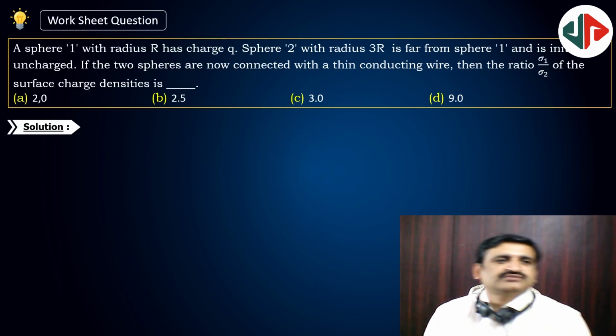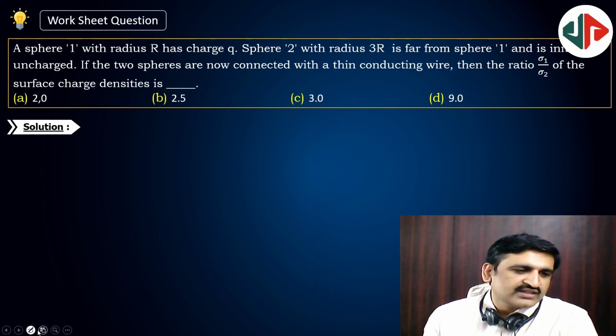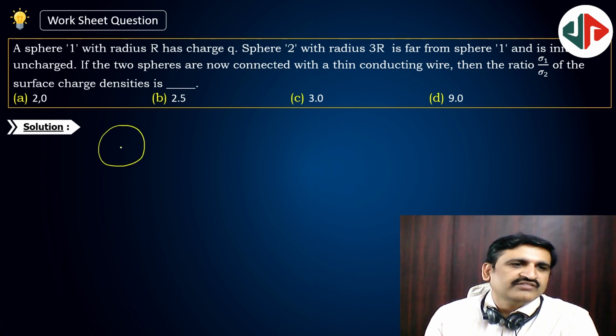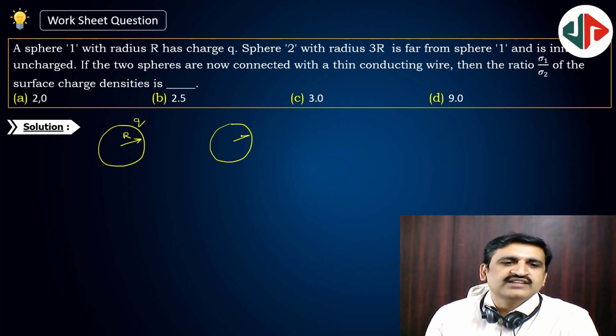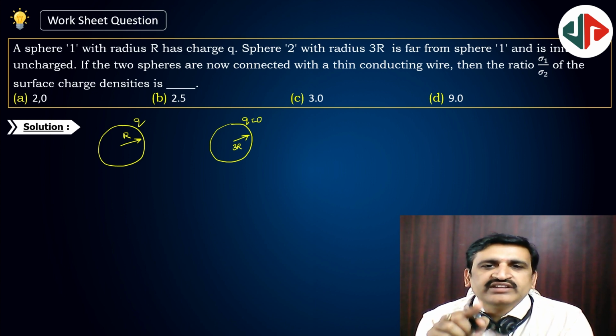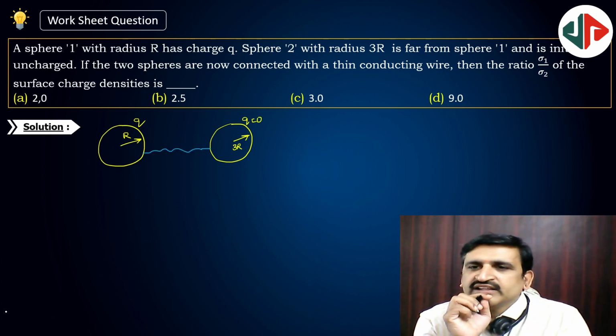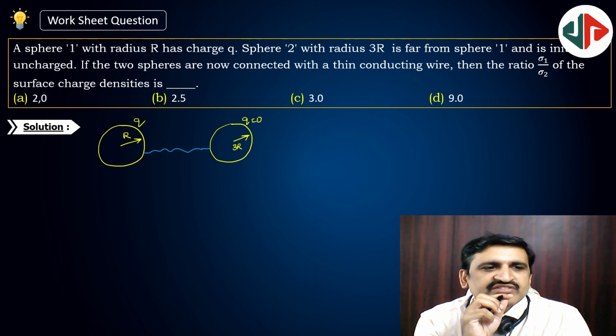Question: Sphere 1 with radius r has charge q. Another sphere, radius 3r, is uncharged. If the two spheres are now connected with a thin conducting wire, then find the ratio sigma 1 by sigma 2 of the surface charge densities.